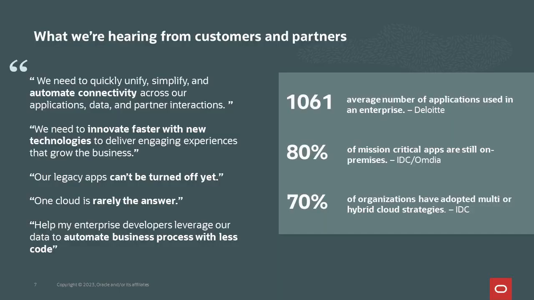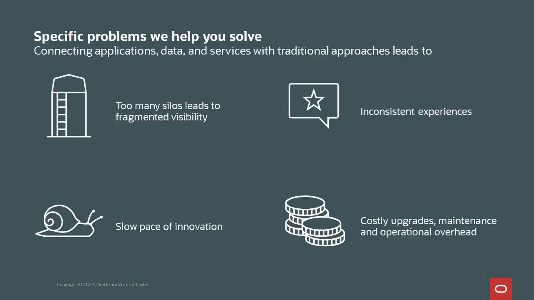So what is the current IT landscape? On average, enterprises use more than 1,000 applications. 80% of the mission critical applications are still on premises. So with the introduction of SaaS services, all of these applications need to be connected. So there's a big need for Oracle integration. What are the challenges we are facing? So we consolidate and connect data to drive innovation and consistent user experience across applications. We want to free IT spending for innovation.